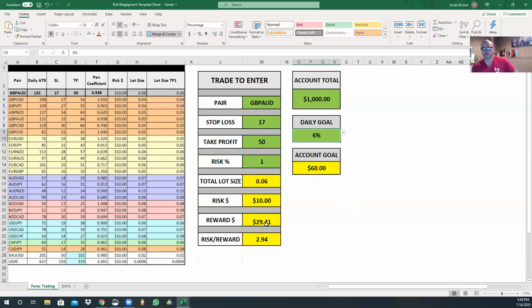You know what you're risking. You know what the reward is. You know what your risk reward ratio is, so that we can ensure that we don't have to be perfect. We only have to be about 40% accurate hitting TPs in order for us to be profitable. So hopefully that helps, guys.